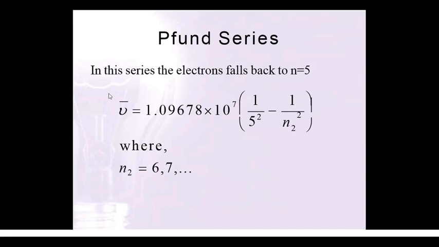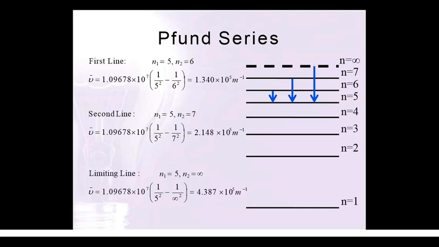Now the Pfund series. In this series, the electrons fall back to n is equal to 5 state. N equal to 5 state means the higher states are 6, 7, 8, etc. So the transitions are from 6, 7, etc. up to n is equal to infinity. You can calculate the wave number of each transition. For example, from 6 to 5, so n2 is equal to 6 and n1 is equal to 5. You can substitute in the equation and nu bar can be calculated.